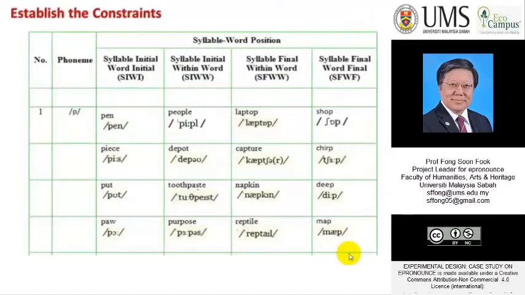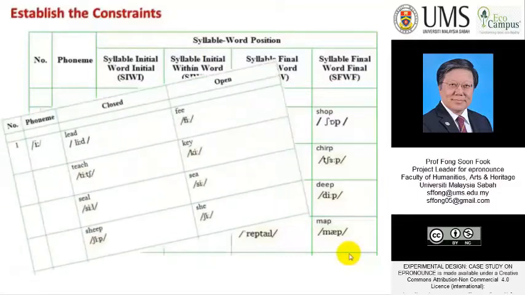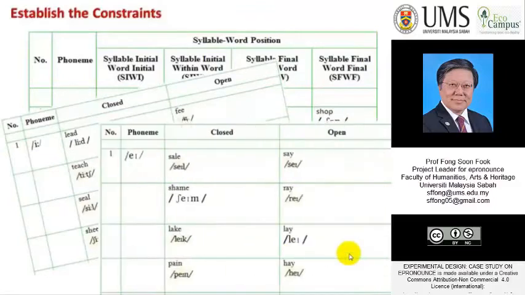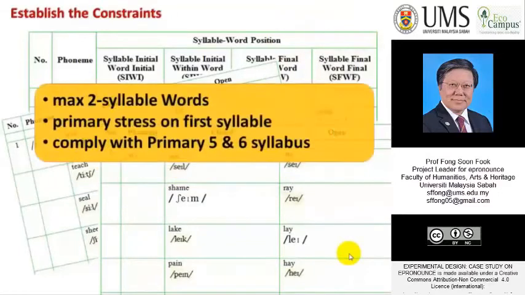In establishing the constraints, for each phoneme, we categorize them by syllable position, either as syllable initial, as word initial, or syllable initial within the word, or they are classified under syllable final, within the word or at the end of the word. As for vowels, as well as diphthongs, the phonemes are classified under closed or open category. We make use of a maximum of 2 syllable words for this project of Epronounce, and the primary stress is on the first syllable, and they comply with the Malaysian primary 5 and 6 syllabus.